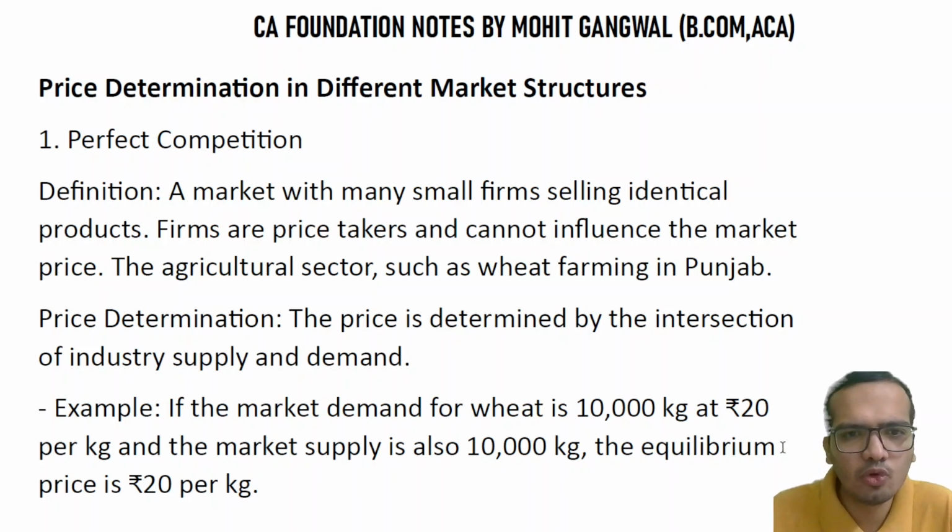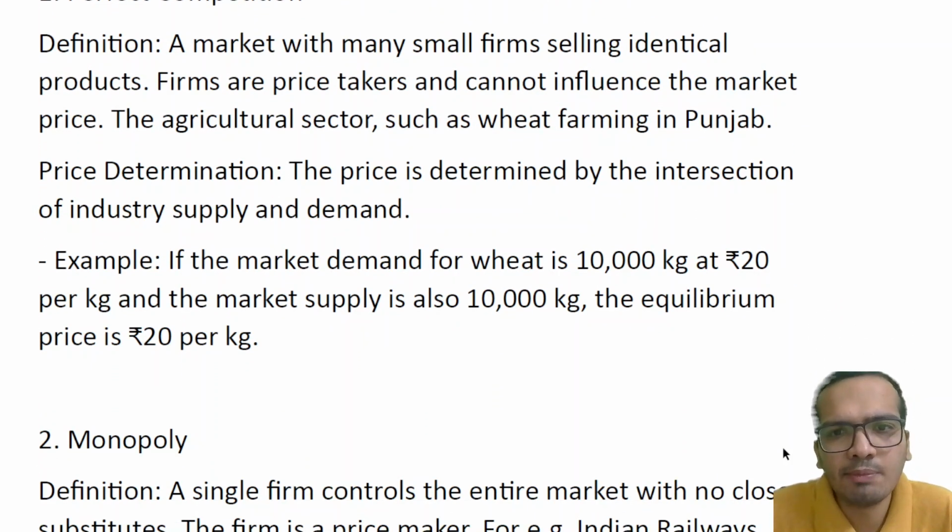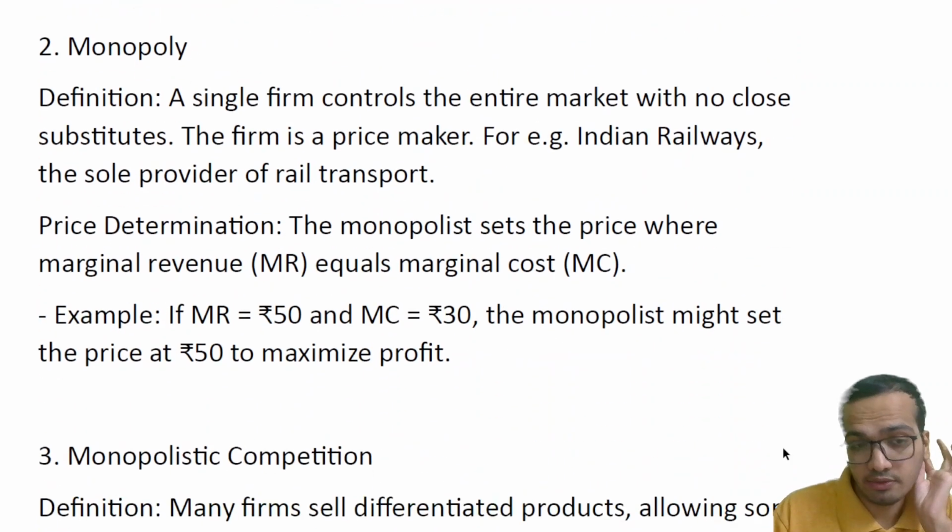An example could be, if the market demand for wheat is 10,000 kgs at rupees 20 per kg, and the market supply is also 10,000 kgs, the equilibrium price is rupees 20 per kg. So demand equals supply.